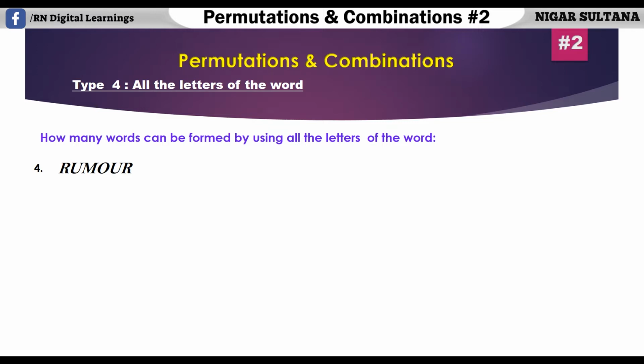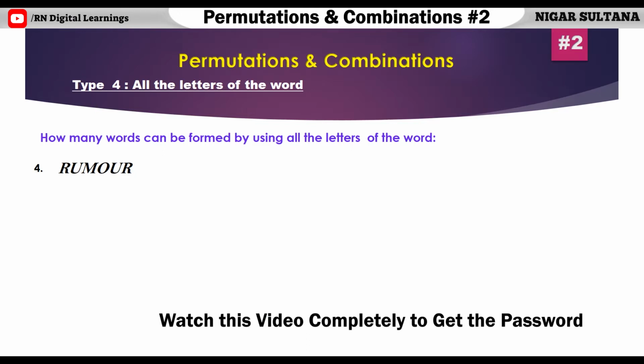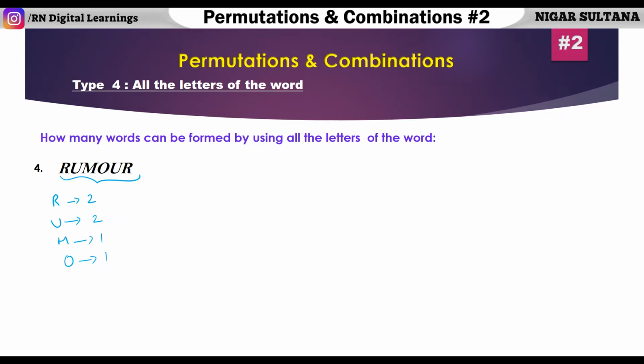Next word is rumor. The word rumor contains how many letters? 6 letters. So let's see the required number of ways. We have R 2 times, U twice, M once, then O once, isn't it? So the total number of letters is 6. Now 6 factorial divided by 2 factorial for R, 2 factorial for U twice, and 1 factorial each for the others.